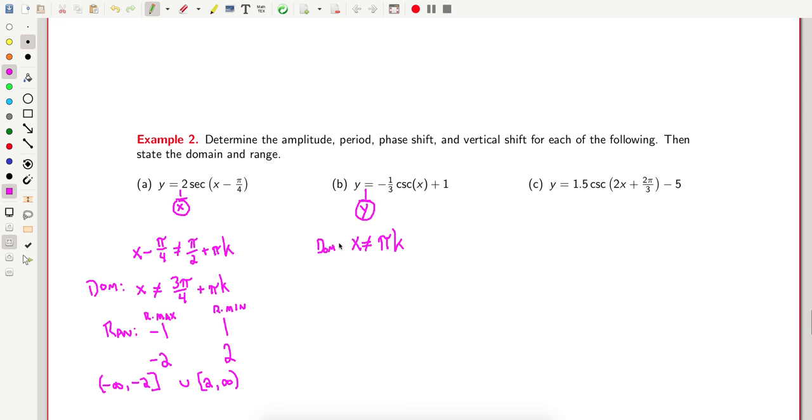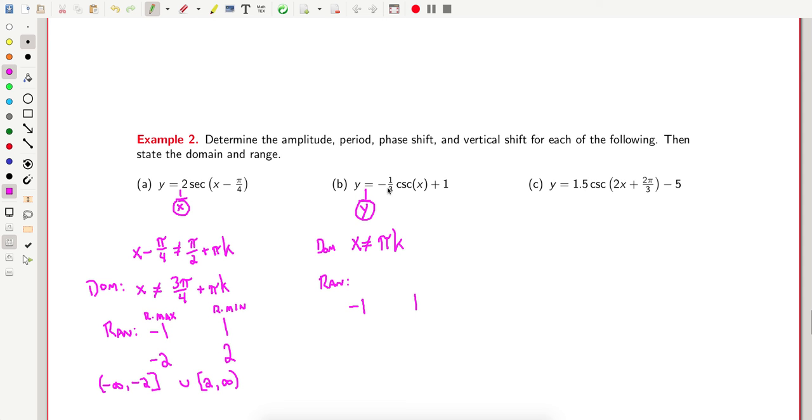It's nice because there's no changes to the period or phase shift. So just x can't equal multiples of pi. For our range, again, we're going to look at any kind of vertical stretching or compressing. You could look at reflections as well. So we're going to start with -1 and 1. This negative out in front is going to reflect it over the x-axis. So this will become a positive 1. This will become a -1. We're still going to have -1 and 1. So the negative really isn't going to impact our range at all.